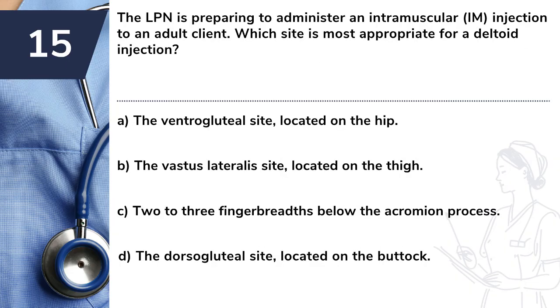Question 15. The LPN is preparing to administer an intramuscular, IM, injection to an adult client. Which site is most appropriate for a deltoid injection? A. The ventrogluteal site, located on the hip. B. The vastus lateralis site, located on the thigh. C. 2 to 3 fingerbreadths below the acromion process. D. The dorsogluteal site, located on the buttock.